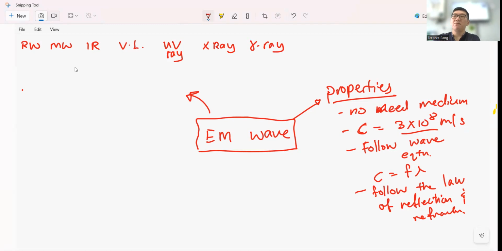Which one has the highest frequency? Gamma ray. And therefore the lowest f is here. Which one has the greatest wavelength? Greatest number.